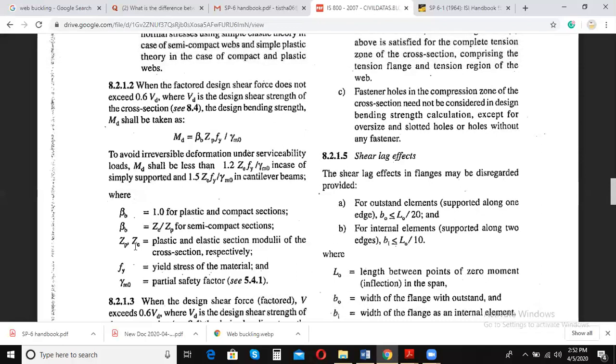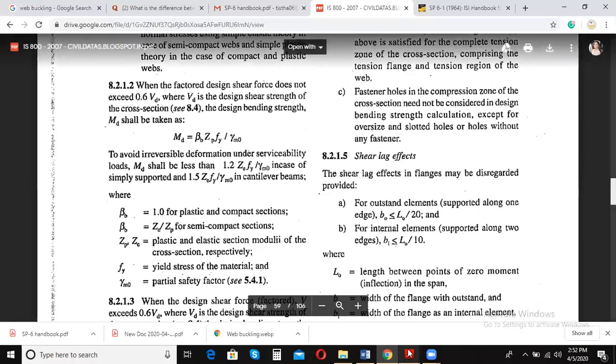Okay, then Fy is equal to yield stress of material. It is 250, Fe 250, please consider it to be Fe 250, and gamma M0 is partial safety factor. Okay, so partial safety factor is 1.1. So we will simply rearrange this formula. Let's see.